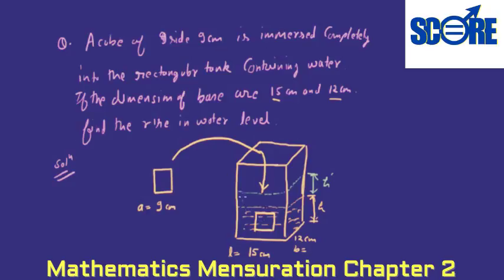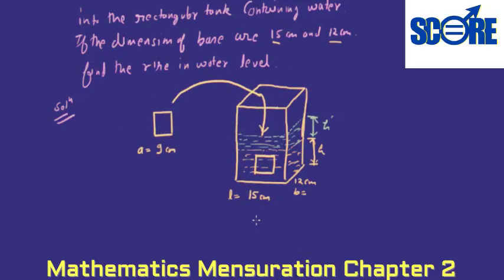Now what we see here, this portion is created due to the immersing of this cube. So we can say that the volume of the cube is equal to the volume of this portion of a cuboid, because this portion is created due to the volume of this cube. So the volume of the cube should be equal to the volume of this portion. This portion is nothing but a cuboid having length 15, breadth that is same as 12, and height h dash, that is the increase in the level.